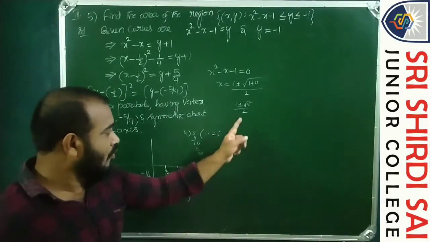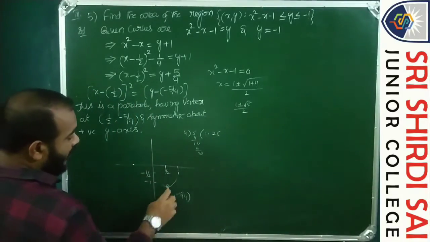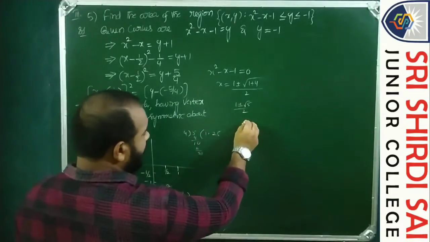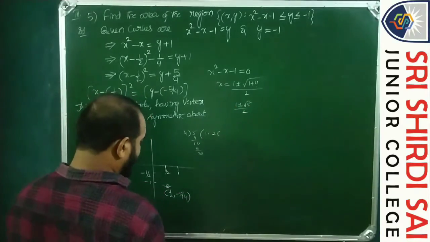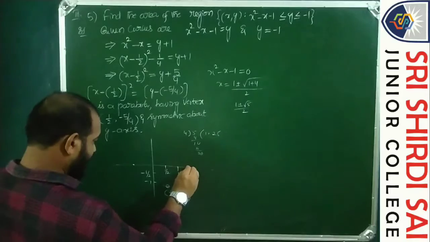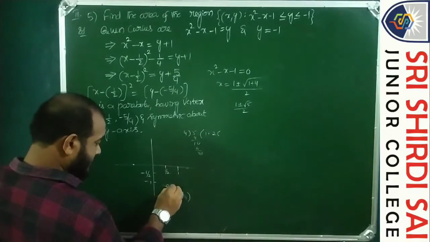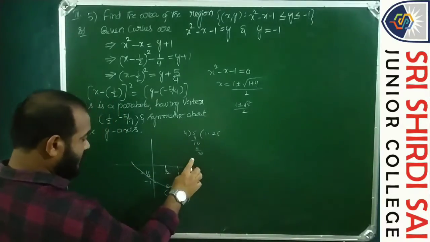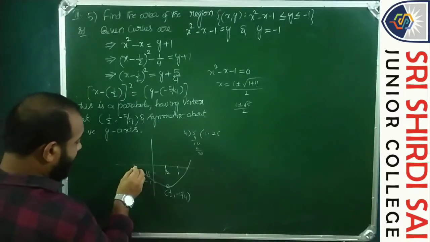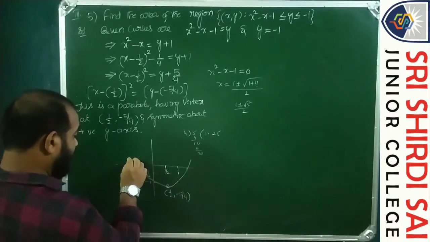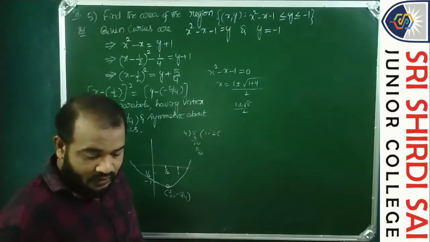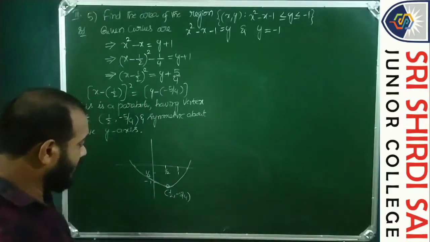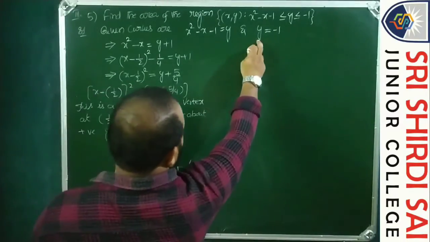So 1 plus root 5 by 2 will be somewhere here, and 1 minus root 5 by 2 is here. Root 5 value is 2 point something, 2 plus 1 is 3, 3 by 2 is 1.5, somewhere here. Okay. So this we need not find, but just to understand the curve's behavior, x equals to 0, we have y equals to minus 1, we substituted and we got this.